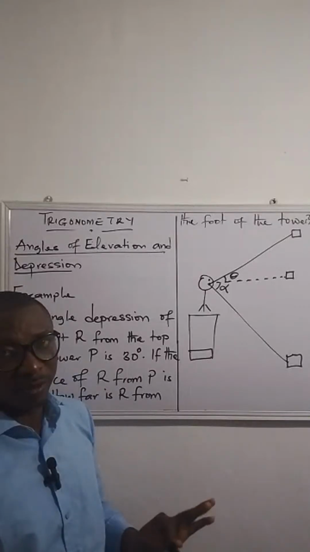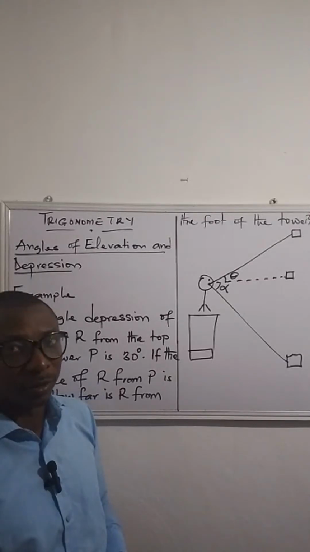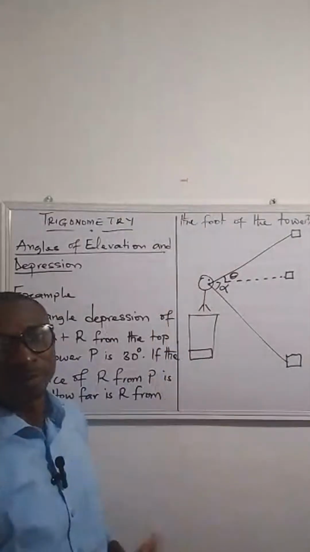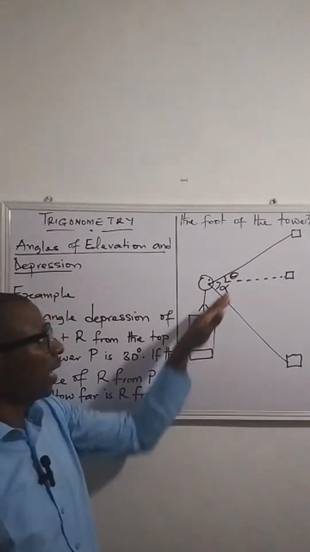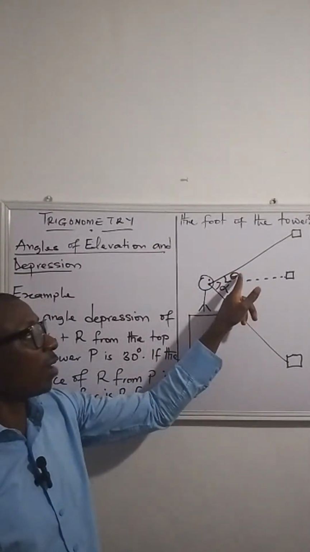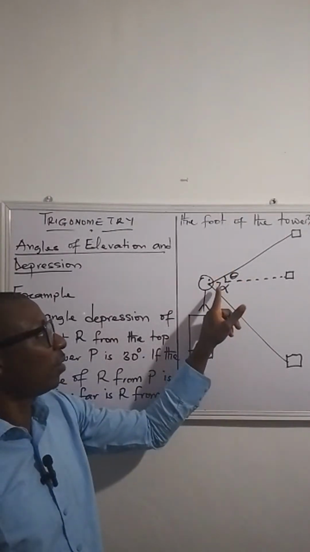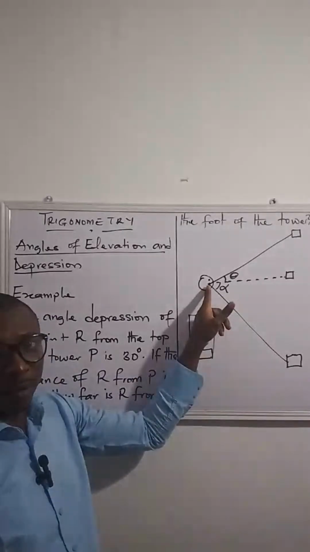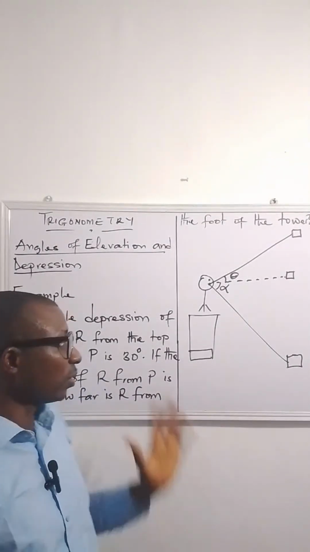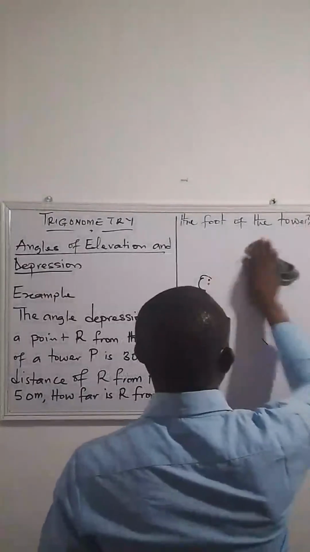I want to believe everybody understands what I'm talking about. When we talk about angle of elevation, it is the angle covered by the head of the observer looking up. The angle covered by the head of the observer looking down is what we call angle of depression. That's all. Now let us look at an example and see how we put that into practice.